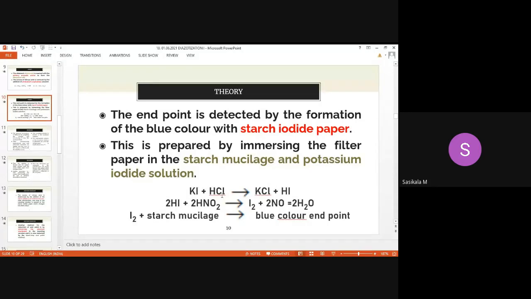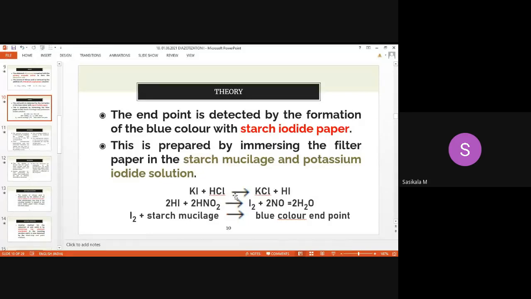When you are adding to the solution, the solution already has hydrochloric acid, right? Concentrated hydrochloric acid is added for the acidic medium, so that will convert the potassium iodide to hydrogen iodide, which is in reduced form. It will react with nitrous acid. This nitrous acid converts hydrogen iodide to iodine. Iodine is the oxidized form, and this will react with starch and give a blue color.